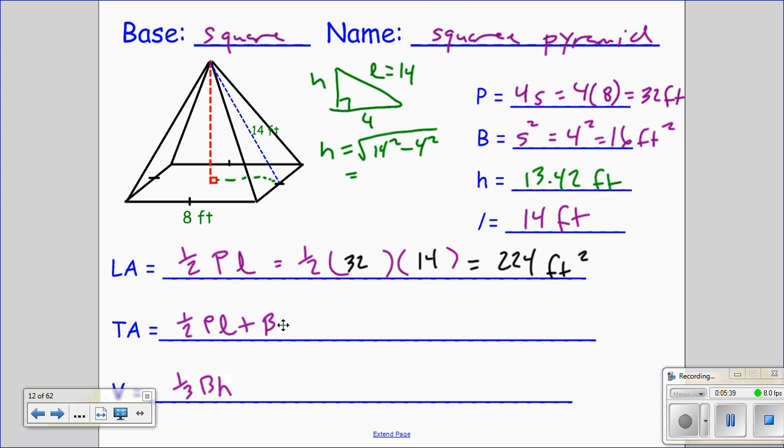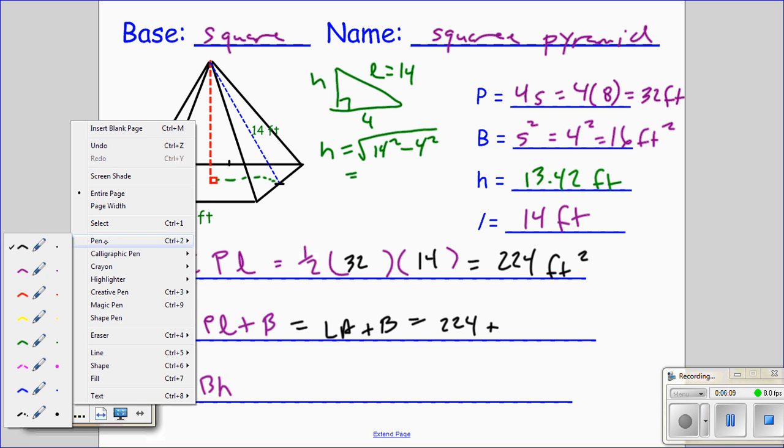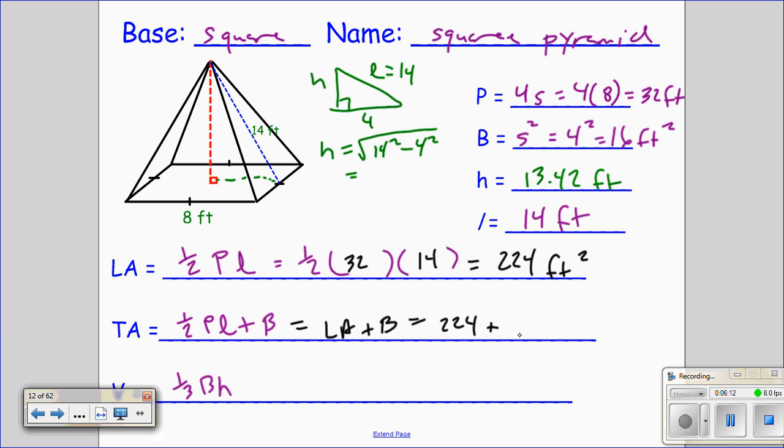Now, again, the total area represents the area around a figure plus the bases. And since the pyramid only has one base, that's why you only see the one base in this formula, unlike the prisms we did last time. So again, it's basically taking the lateral area, the area around, plus the base. So the lateral area was 224, so we don't have to calculate that again. But now we need to add the base area, which we calculated already to be 16. So 224 plus 16 would give me 240 feet squared.